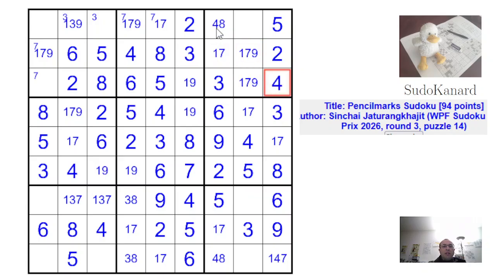So this is 4, this is 8, and this is 6. This is from 1, 7, 9. The 4 here goes there. Here we have 1, 7, 9, so the column still needs 2 and 8. And that's a 4.